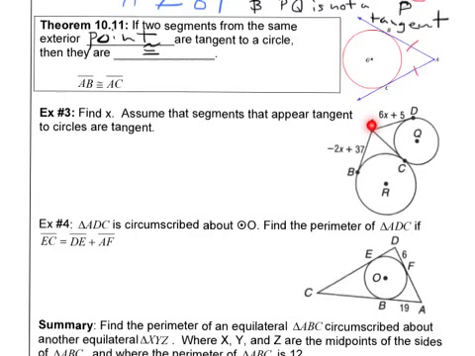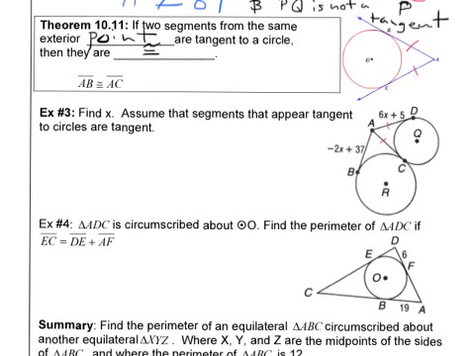Here, I have two circles, and I have three tangents. Well, let's just look at this top circle here, okay? I have a tangent line here and tangent line here because it tells us to assume that all the segments that appear tangent to circles are tangent. So we know these are tangent. And if these two are tangent to the same circle and they meet at one point, well, that means that this line is congruent with that line.